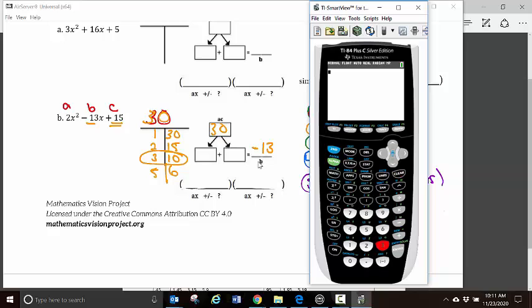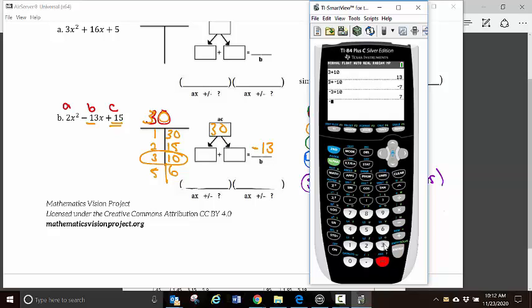So I'm going to say, what if I did 3 plus 10? Because I know 3 times 10 is 30. Well, that makes a positive 13, and I want a negative 13. So what if I did, now I said the signs had to be the same, but if you're not sure, you could check it. 3 plus negative 10. Oh, that's negative 7. How about negative 3 plus positive 10? That's 7. That doesn't work.